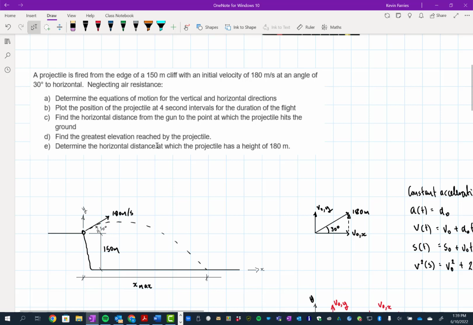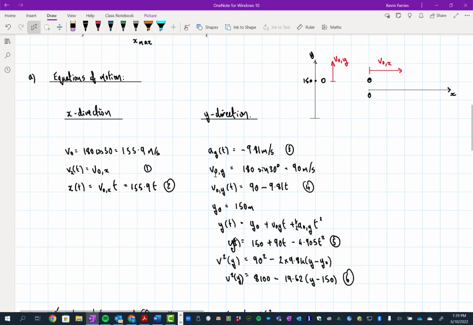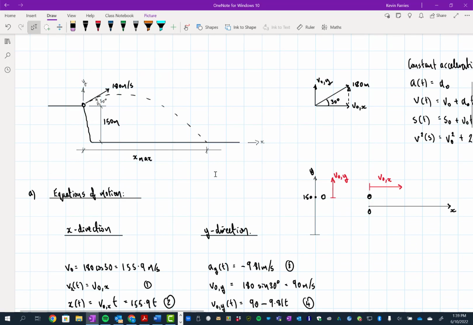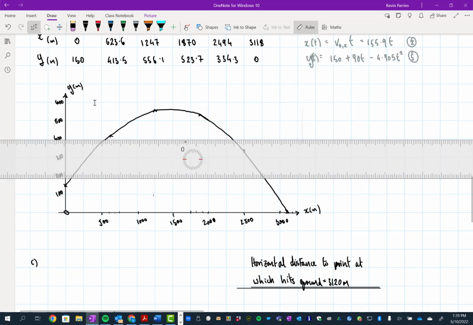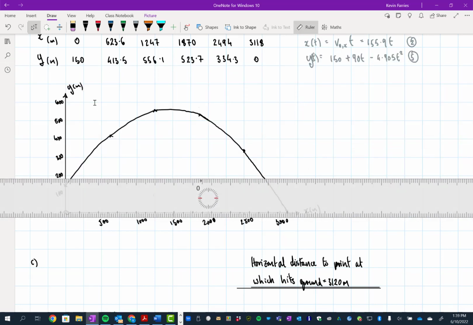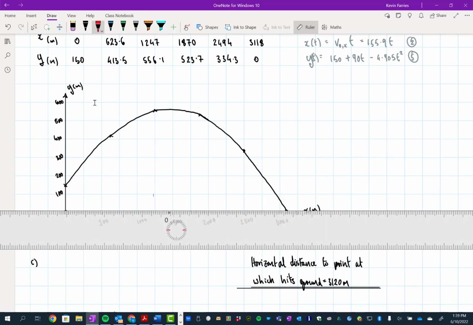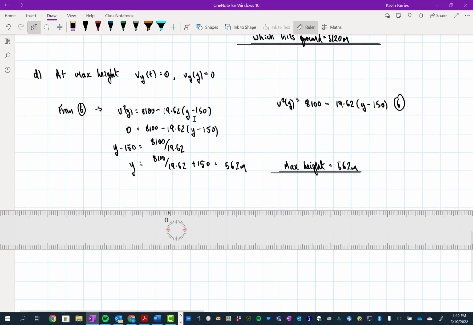Determine the horizontal distances, this should probably be distances, at which the projectile has a height of 180 meters. Fair enough. So we can guesstimate that from this. It's going to be very close to the start. You see what I mean? The point at which it is 180 meters high is around here somewhere. So there's going to be 1 point here, 1 point here, something like that. And so there should be 2 points at which that's the case. So let's figure that out.